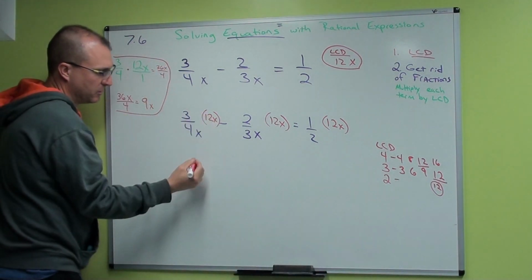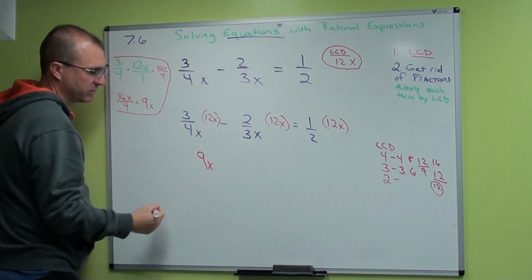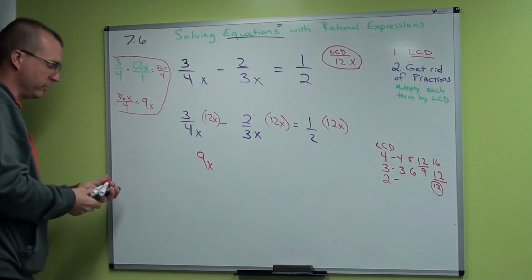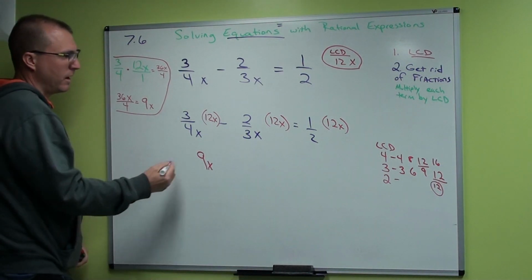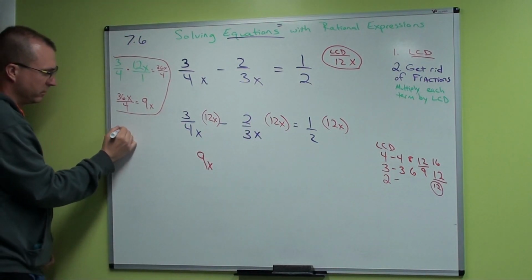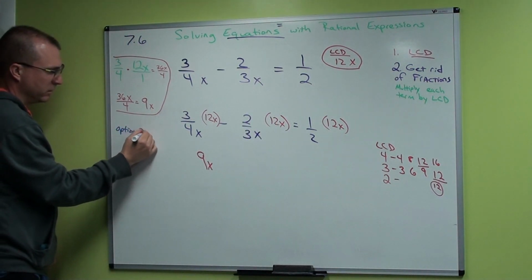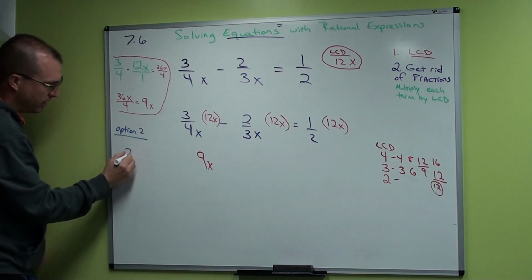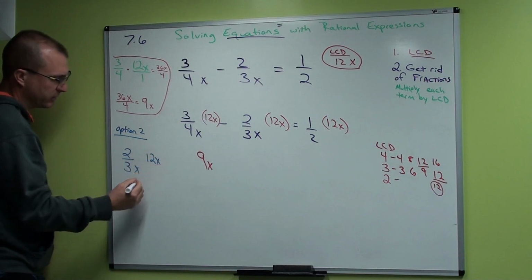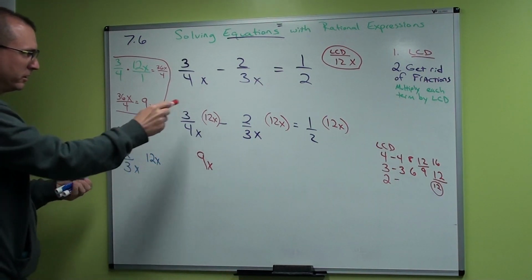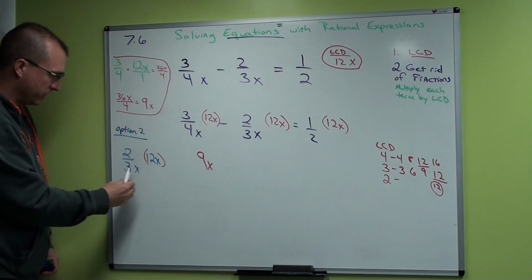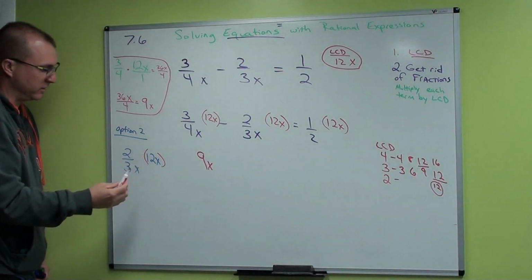So this is going to come out to be 9x as a whole number. I'm going to show you option 2 to solve that kind of problem. We have 2 over 3x and it's times 12x, and I'm going to leave it just how I wrote it there. One thing you can do is cross cancel. If you're good at that, that's fine.